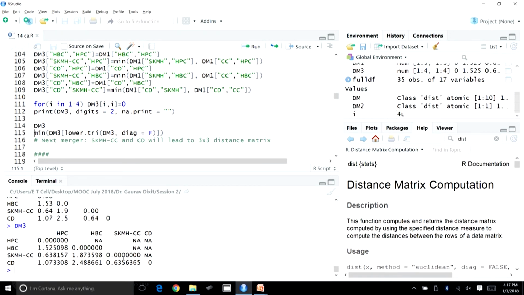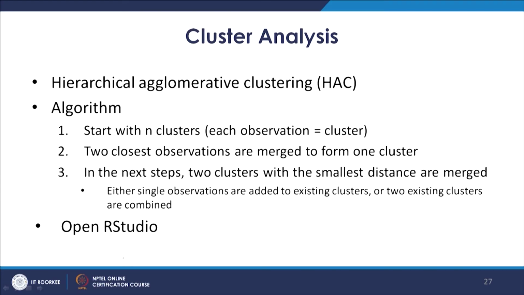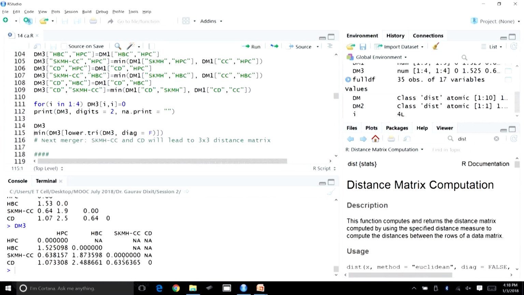Now, as the next step, if we go back to the algorithm, in the next step the 2 clusters with the smallest distance are merged. So again our task is quite similar.